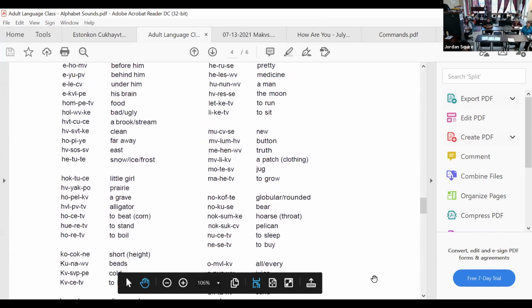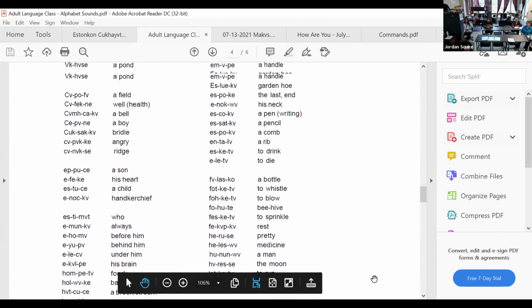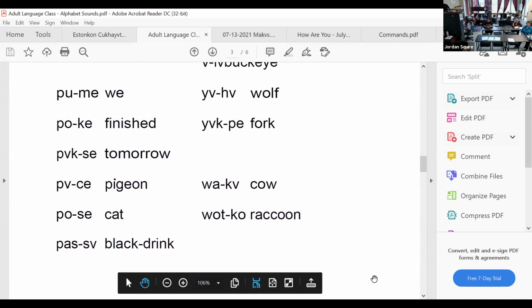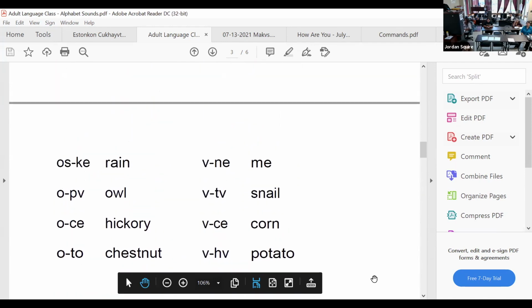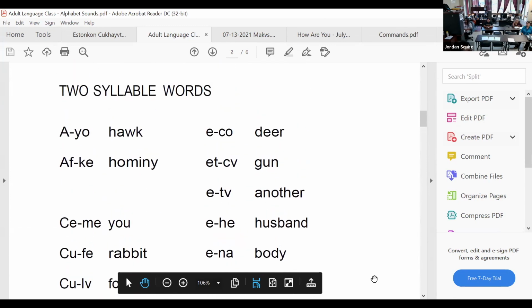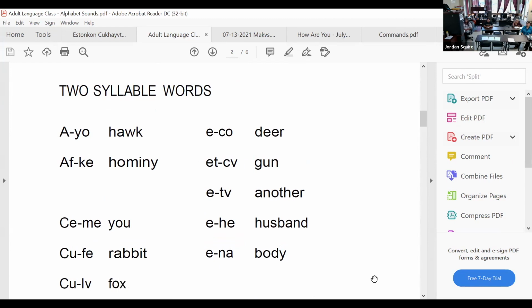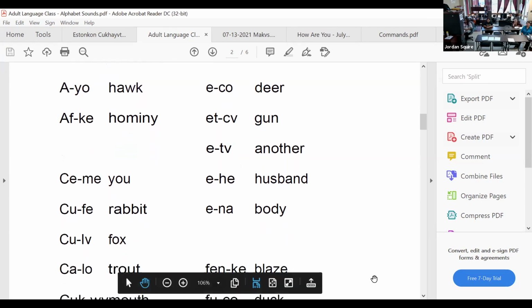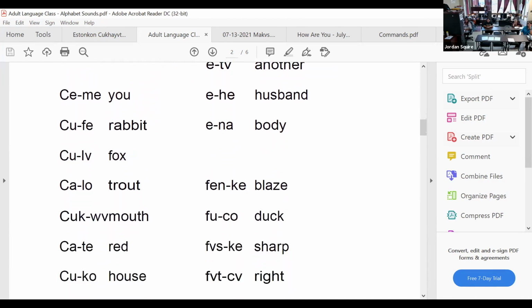Now, who can read this right here? Just by using sounds, because you've had sounds. Who can say these words? Anybody out there? What is hawk? Rabbit. I can't hear y'all out there, but if y'all can just say it, I can.